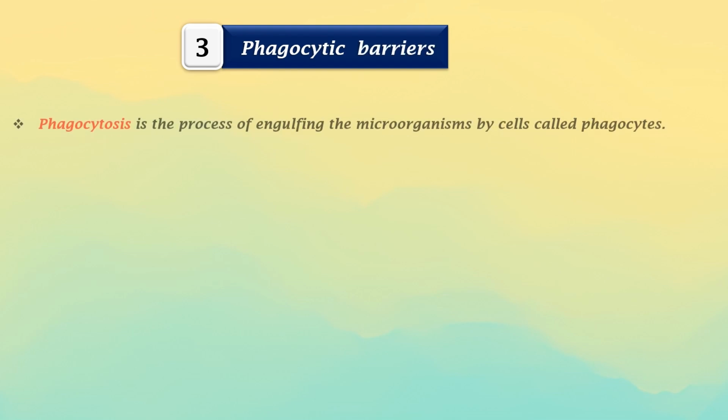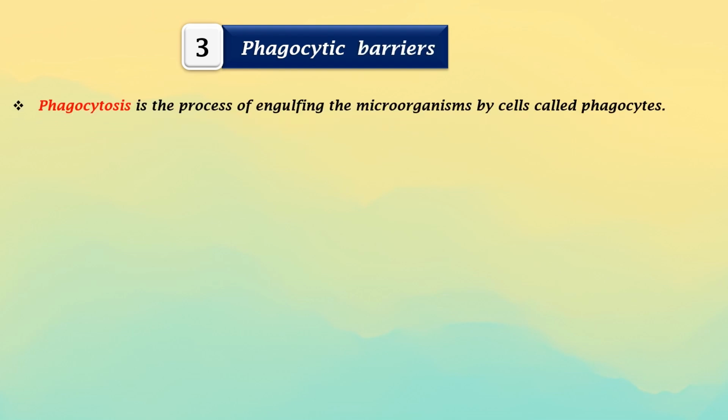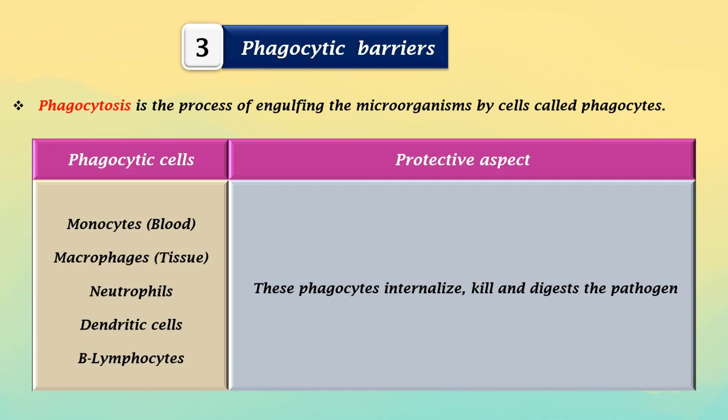Thirdly, phagocytic barriers. Phagocytosis is defined as the process of engulfing microorganisms by phagocytic cells, such as monocytes present in blood, macrophages present in tissue, neutrophils, dendritic cells, and B lymphocytes. These phagocytes internalize, kill, and digest the pathogen.